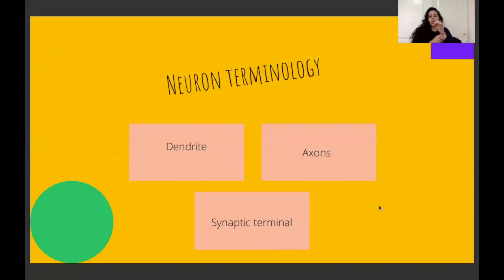Neuron terminology. So we have dendrites, axons, synaptic terminals. Remember, you shouldn't just be able to see these and say, oh yeah, I've heard of a dendrite before. You should really be able to pinpoint what a dendrite is, what happens in a dendrite, what happens in an axon, synaptic terminal, etc. Know the details. That is key.